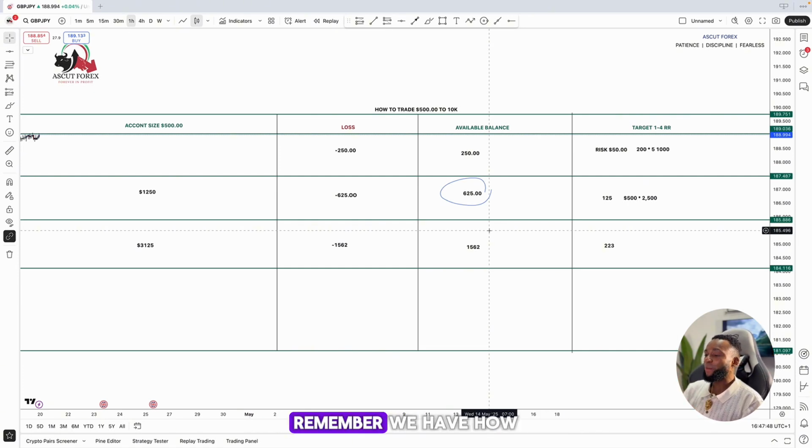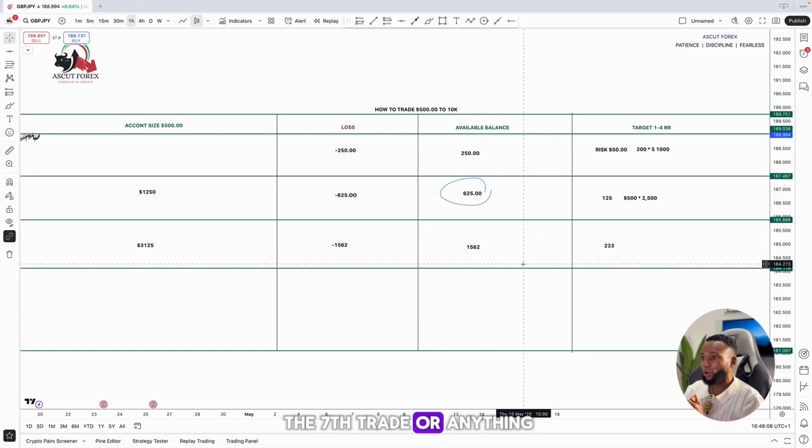You understand? Remember, we have how many trades? 7 trades, because we are taking 14 trades. We've already lost our 7. Now we have 7 trades, and we need to win the whole of the 7 trades. Even if you win 7 trades, or you make more than that, it's still plus. You don't have to lose the whole of the 7 trades or anything.